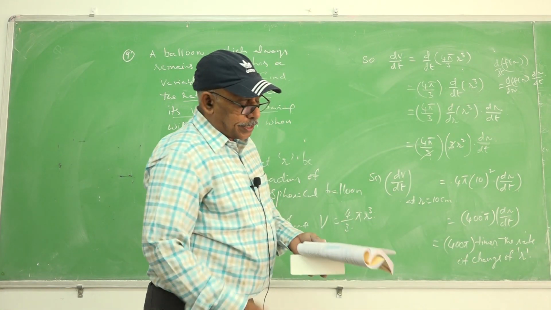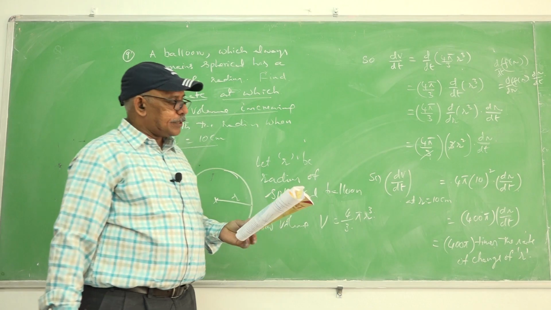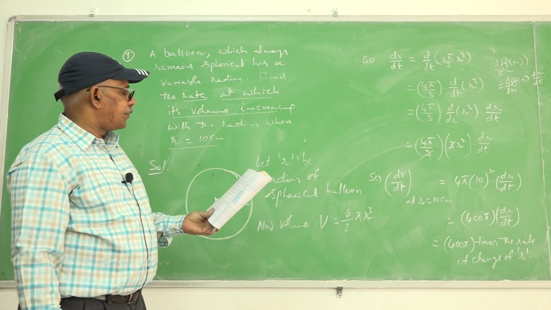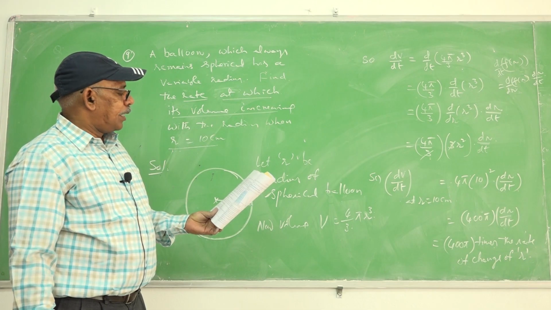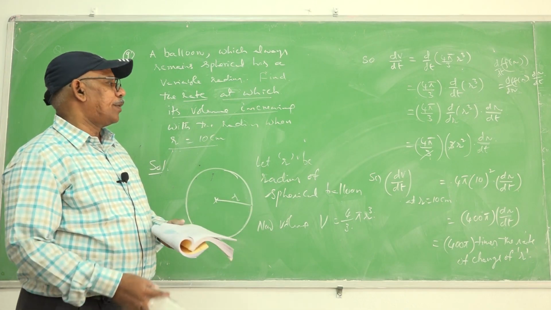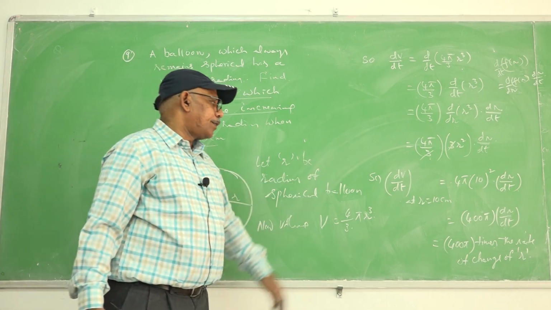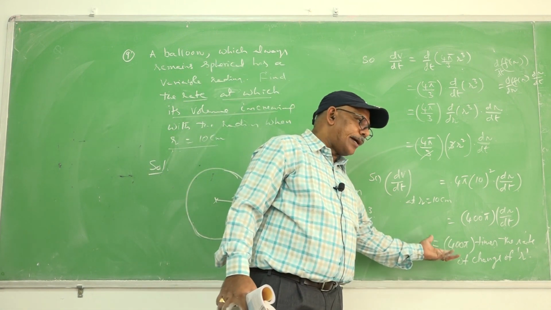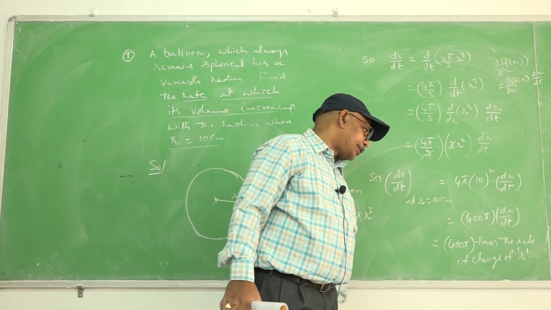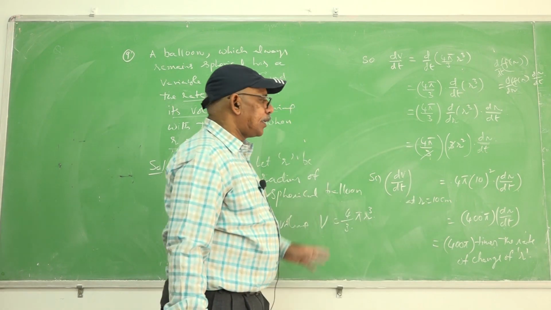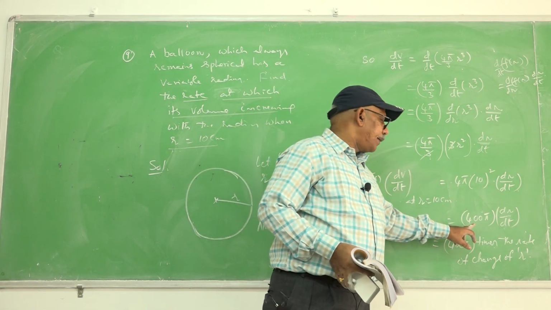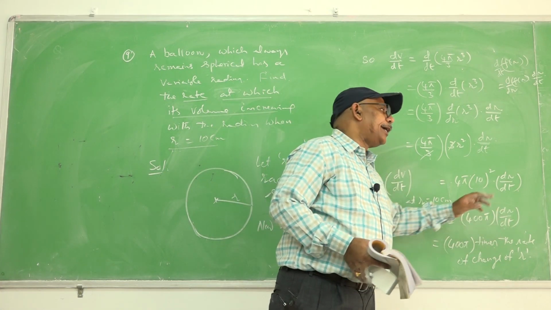So, the rate at which volume is increasing when r equals 10 centimeters is 400 pi times the rate of change of radius, that we can conclude. Otherwise, simply you can denote it by 400 pi dr by dt itself.